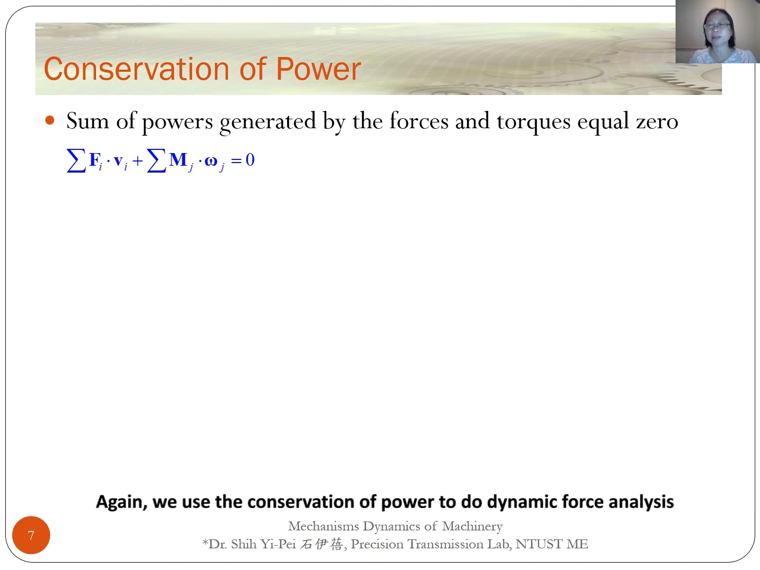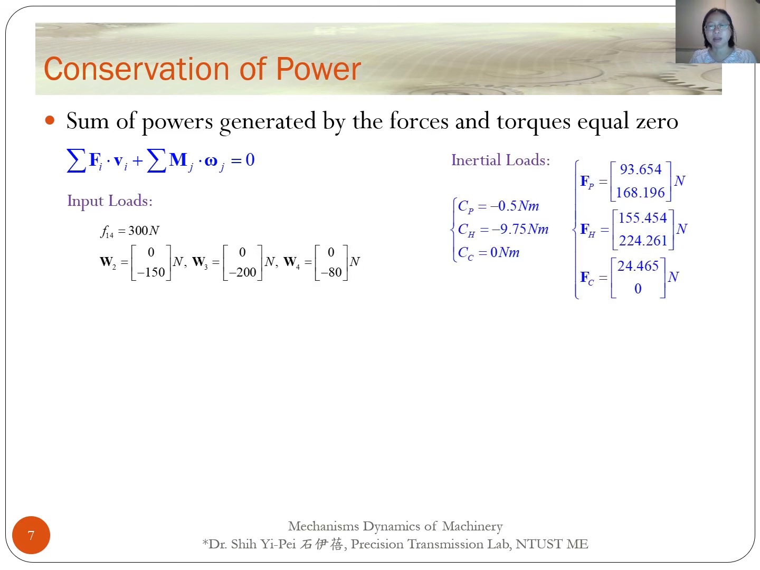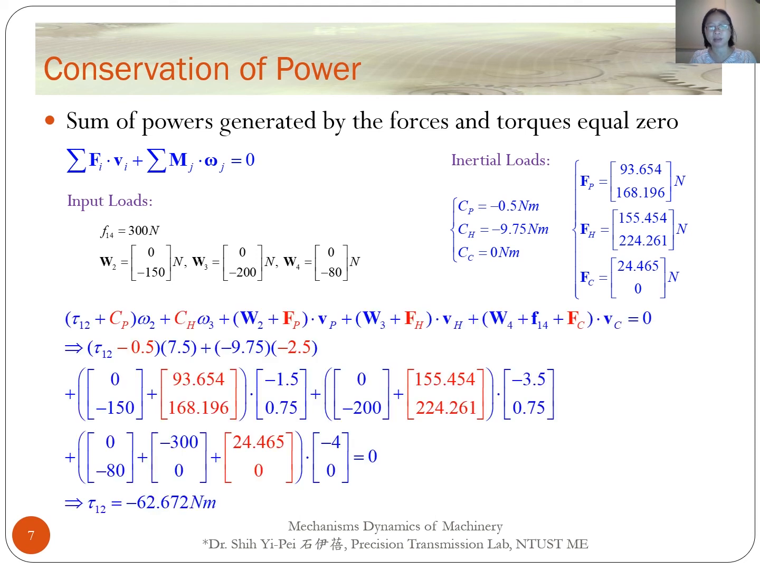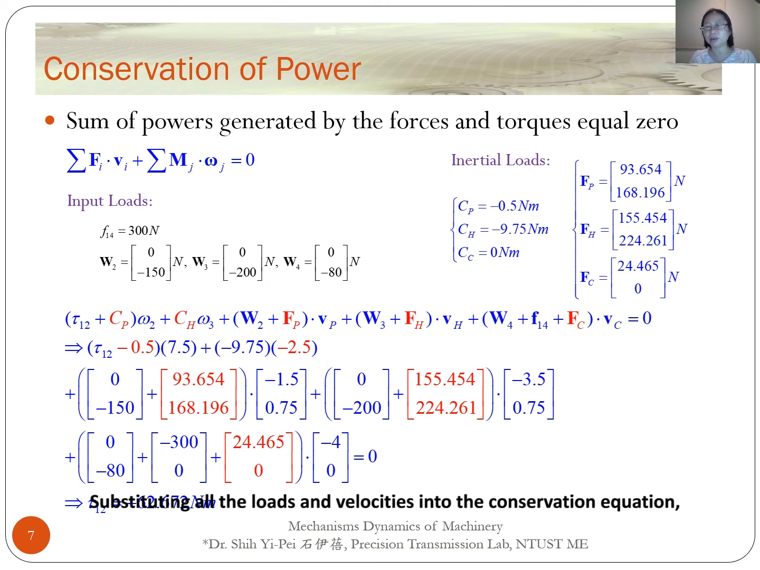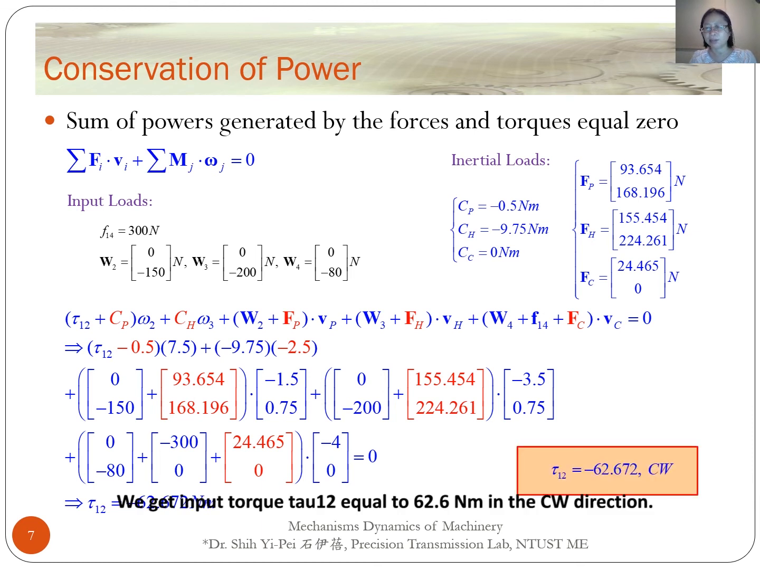Again, we use the conservation of power to do dynamic force analysis on this mechanism. The input loads and the inertial loads are listed here for this case. Substituting all the loads and the velocities into the conservation equation, we get input torque tau12 equal to 62.6 Nm in the clockwise direction.